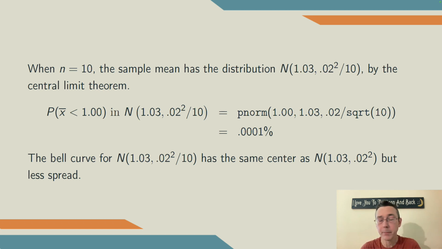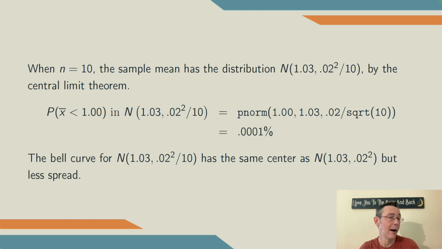Now imagine getting 10 liters and looking at the sample mean. On average, we expect to get 1.03 as the average of those 10 liters, but sometimes it'll be a little bit higher, sometimes a little bit lower. The standard deviation of the sampling distribution of x bar is going to be 0.02 divided by the square root of n. The variance will be 0.02 squared divided by 10, and that's by the central limit theorem. In this case, the distribution of x bar for a sample of size 10 is going to be exactly normal because we're sampling from an exactly normal distribution.